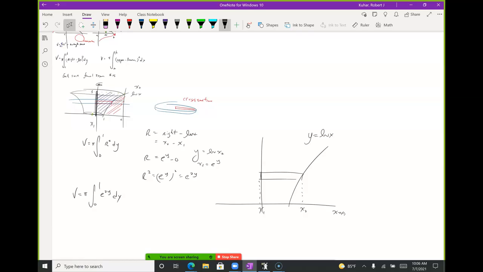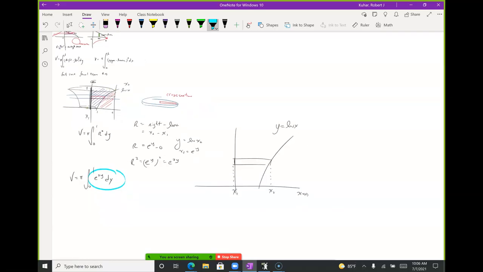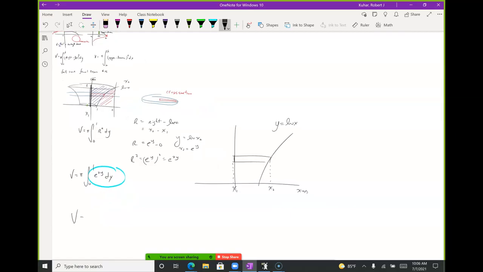Right, and when I get to this point, I should see it makes sense. There should be no x's in there. If I'm integrating in terms of y, x's don't make sense. Right? So it should have a function of y instead of a function of x. So this is a pretty easy integral.